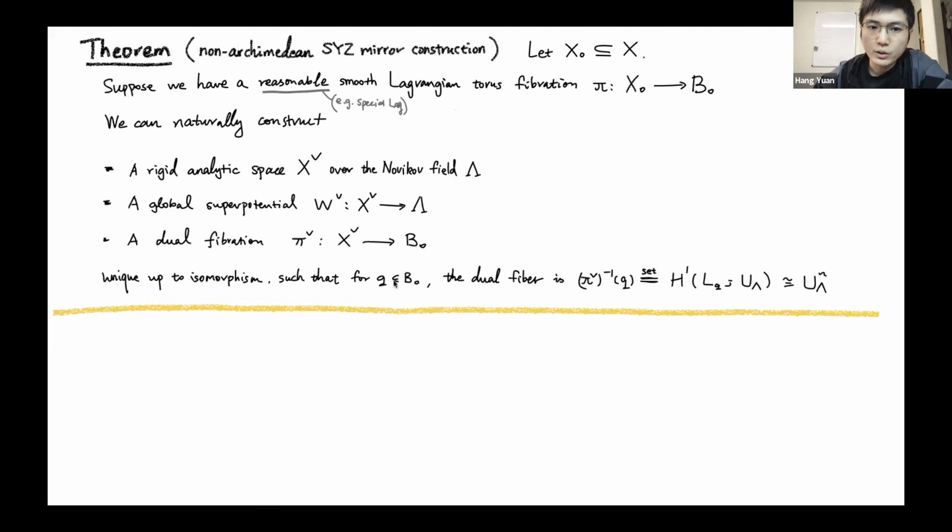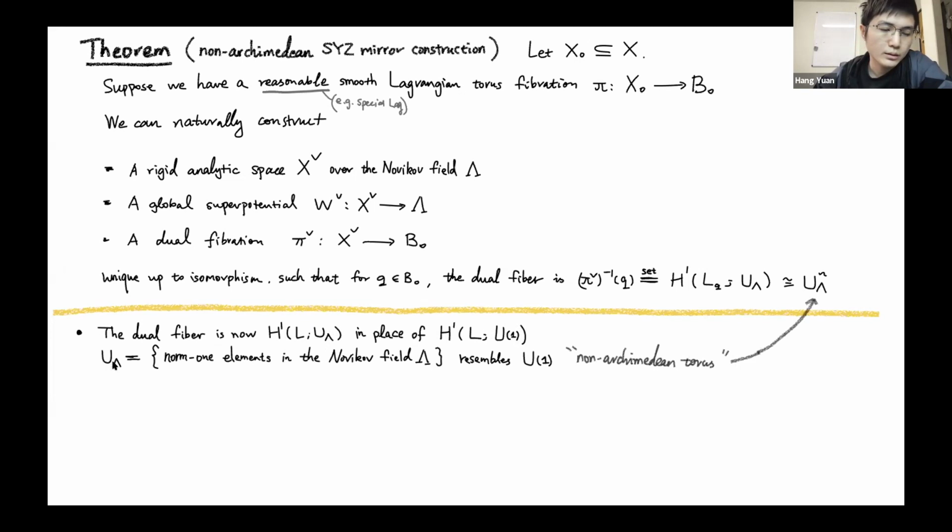And such that for every base point q, the dual fiber is, set-theoretically, the first cohomology group with coefficients in U_Λ. As you see, the dual fiber now uses the coefficient U_Λ instead of U(1). And what is U_Λ? U_Λ consists of all norm 1 elements in the Novikov field. It is very similar to U(1) in C, and that's why I call U_Λ^n a non-Archimedean torus.